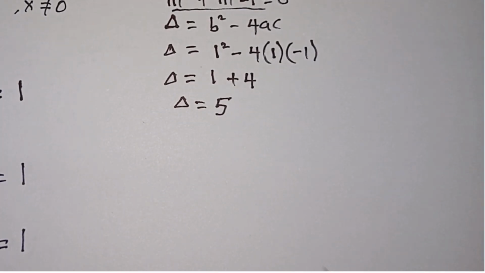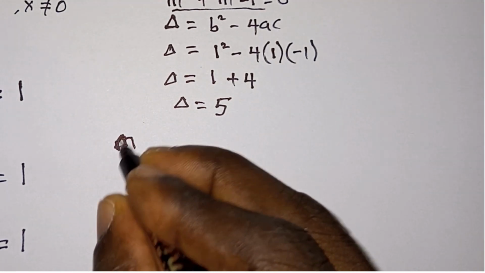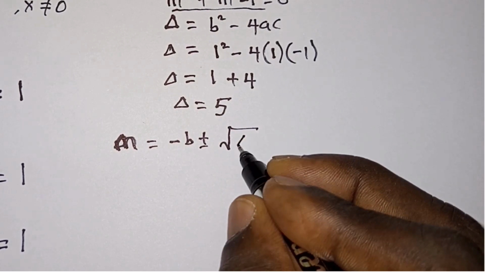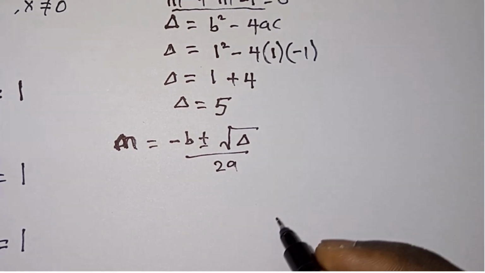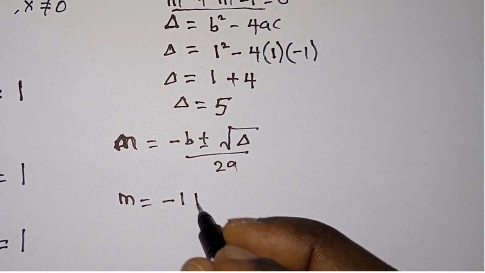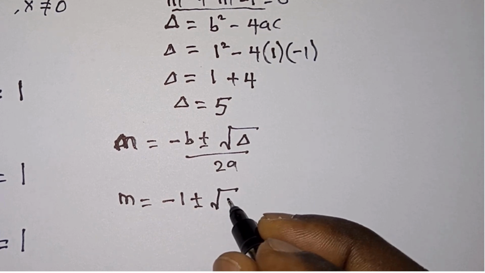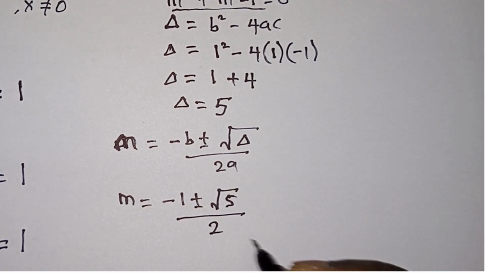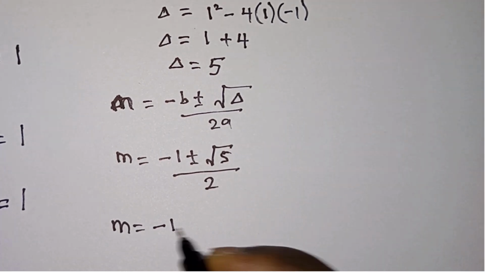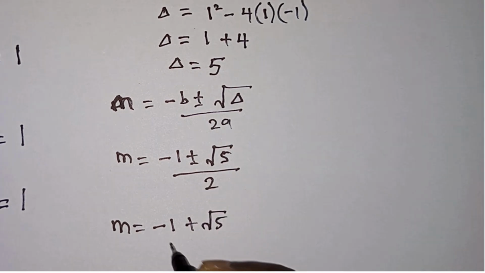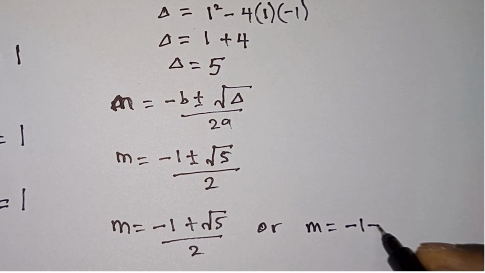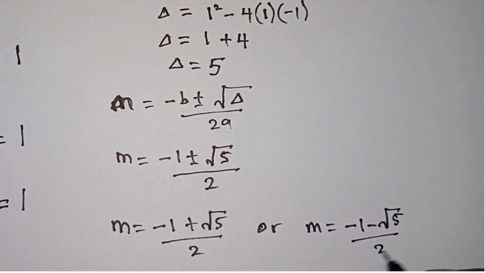So let's go ahead and then use the quadratic formula. M is equal to minus b plus or minus square root of delta divided by 2 times a. So m is equal to minus 1 plus or minus square root of 5 divided by 2. So we have two solutions for m. It is either m is equal to minus 1 plus root 5 divided by 2, or m is equal to minus 1 minus root 5 divided by 2.